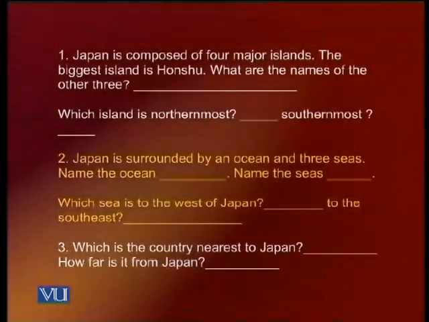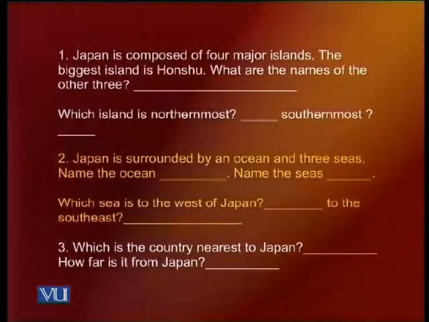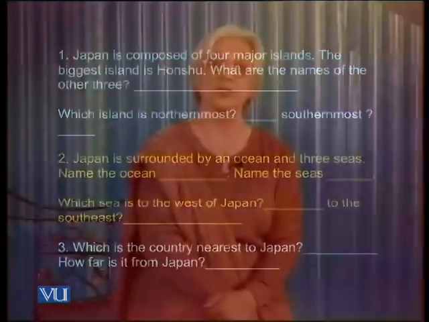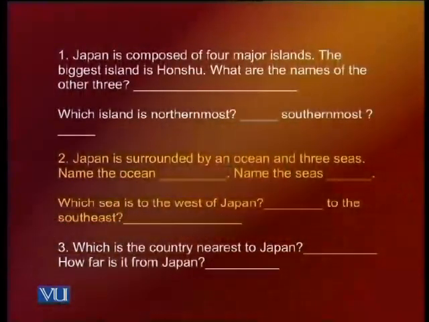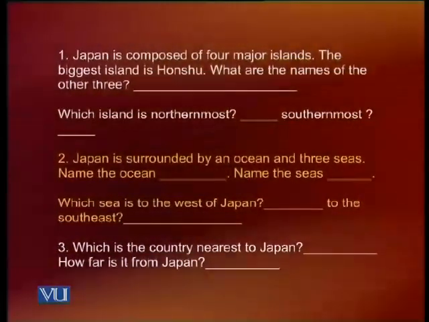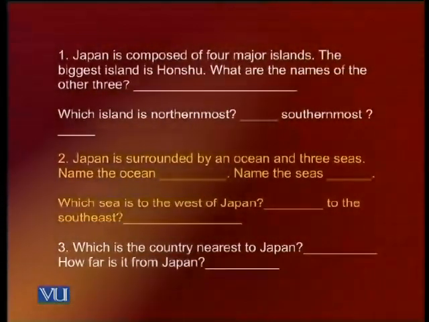Now, which island is northernmost? That is, which island is to the north? The northernmost island is Hokkaido. And the southernmost is Kyushu. All right. Number 2, Japan is surrounded by an ocean and 3 seas. Can you name them?